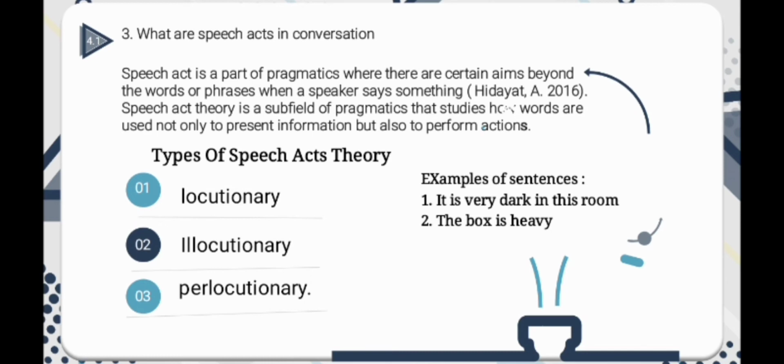An example of locutionary speech act can be seen in the following sentences. First, it is very dark in this room. The second sentence, the box is heavy. The two sentences above represent the actual condition. The first sentence refers to the lighting of the room, and the second sentence refers to the weight of the box.